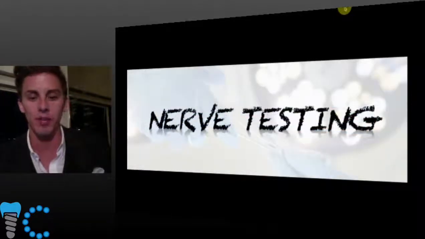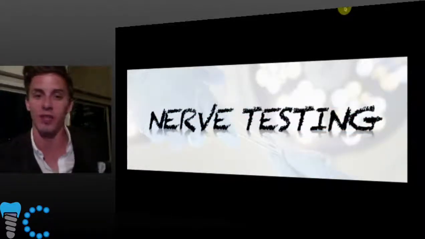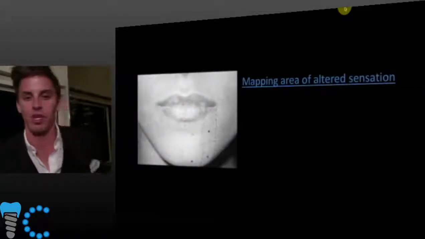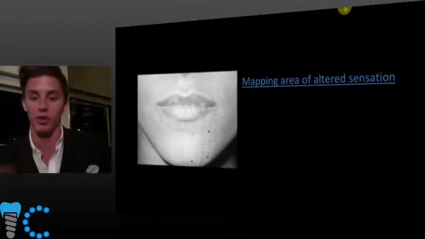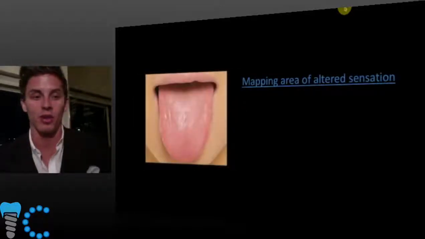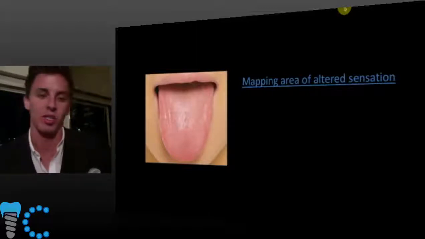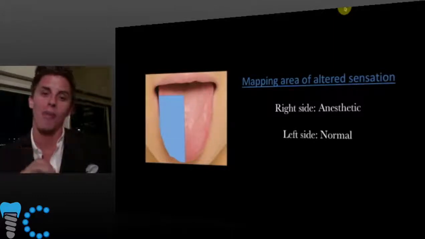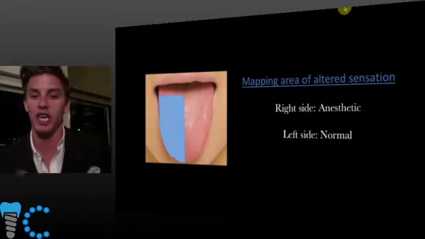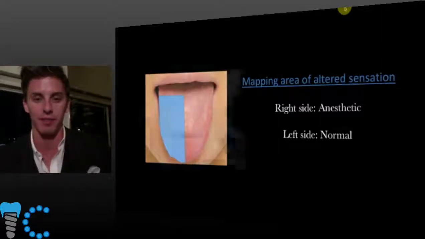So this is what type of nerve testing you would suspect for lingual nerve. This is obviously the mapping area for the inferior alveolar nerve, and what we just do is we would do it for the tongue. Here, this is not the patient's tongue, this was found on the internet, but for her mapping was completely anesthetic on the right, and she had normal mapping on the left.